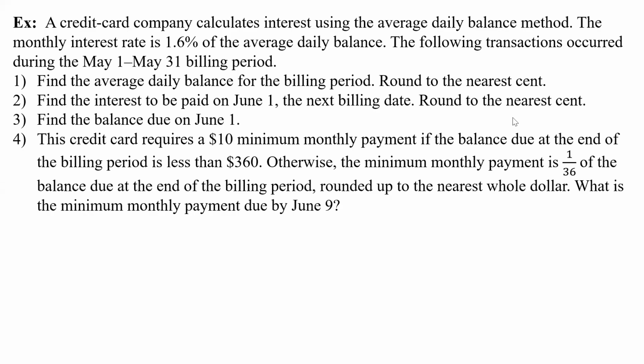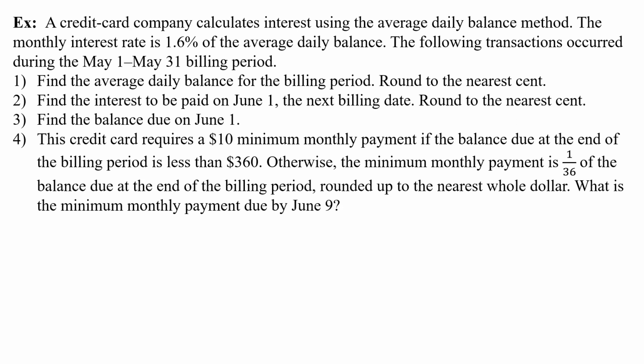All right, so the example is: we have a credit card company that calculates the interest using the average daily balance method. The monthly interest rate is 1.6% of the average daily balance. The following transactions occurred during the May 1st to May 31st billing period. What we're supposed to do is, one, find the average daily balance for the billing period, rounded to the nearest penny. Two, find the interest to be paid on June 1st, the next billing date, rounded to the nearest penny again.